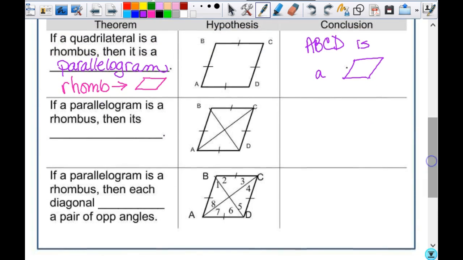So we have this. If a parallelogram is a rhombus, then it's blank. All right. So first of all, we know that this is a parallelogram and it's a rhombus. For a parallelogram, what is true about the diagonals? For a rectangle, they're congruent. For a parallelogram, they bisect each other, right? So I can't just put one mark on that because there's already one on the sides. So we get this, right?